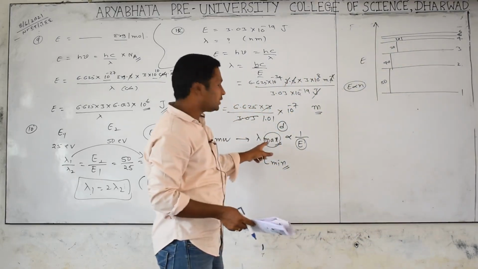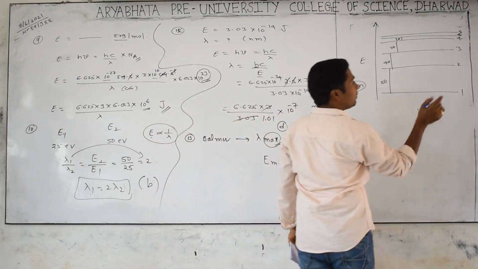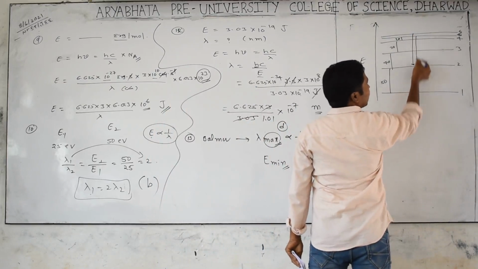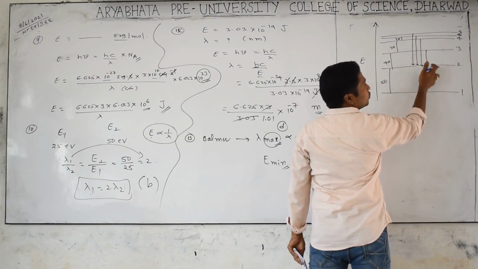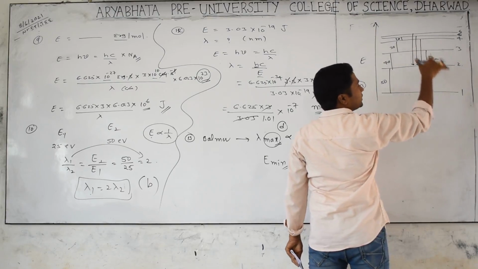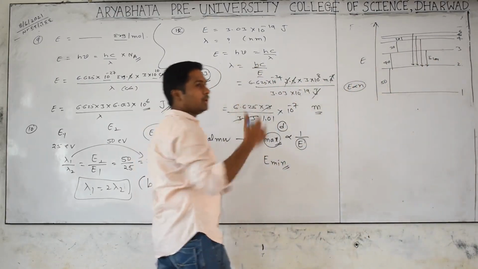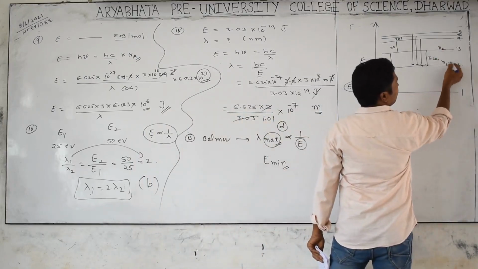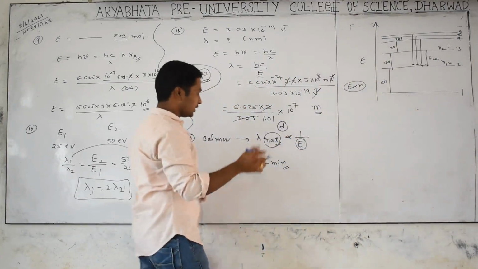He wants the wavelength maximum, so energy will be minimum. For minimum energy in the Balmer series, the electron should fall from any higher level to the second level only. If you take 3 to 2, energy will be less. Here it is more, but I want less energy. Less energy means the electron should be transferred from the third level to the second level. This is the higher orbit, this is the lower orbit. Now he is asking for wavelength, so do it.